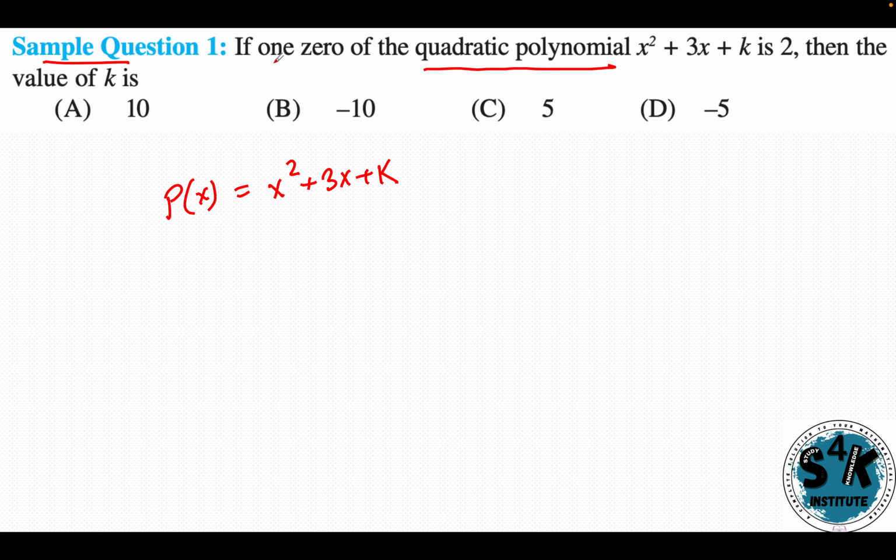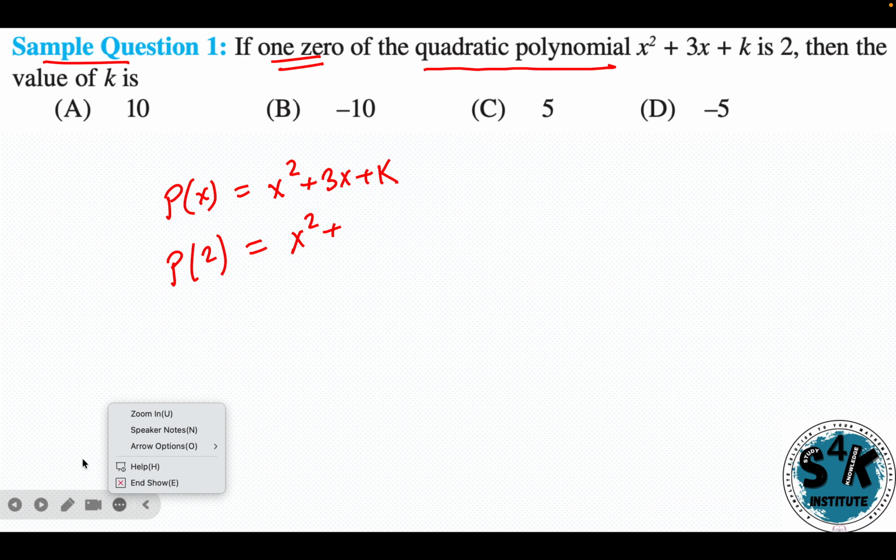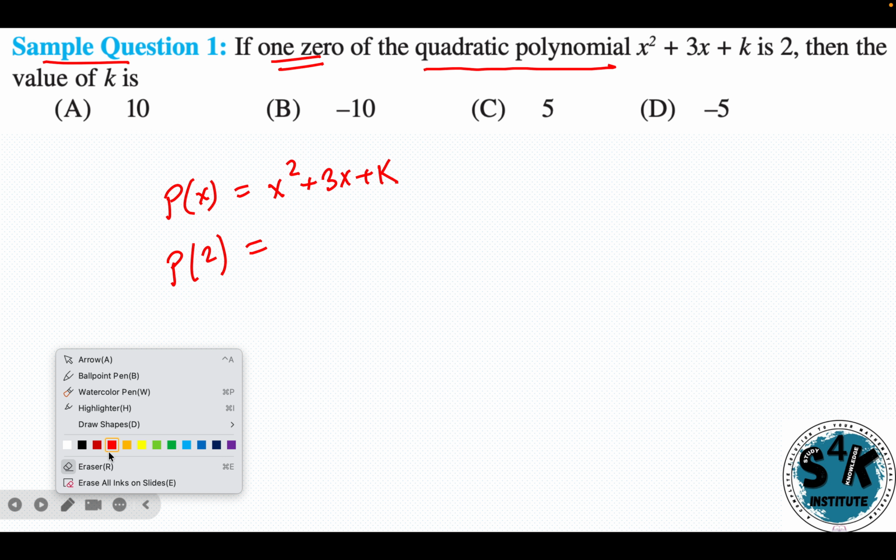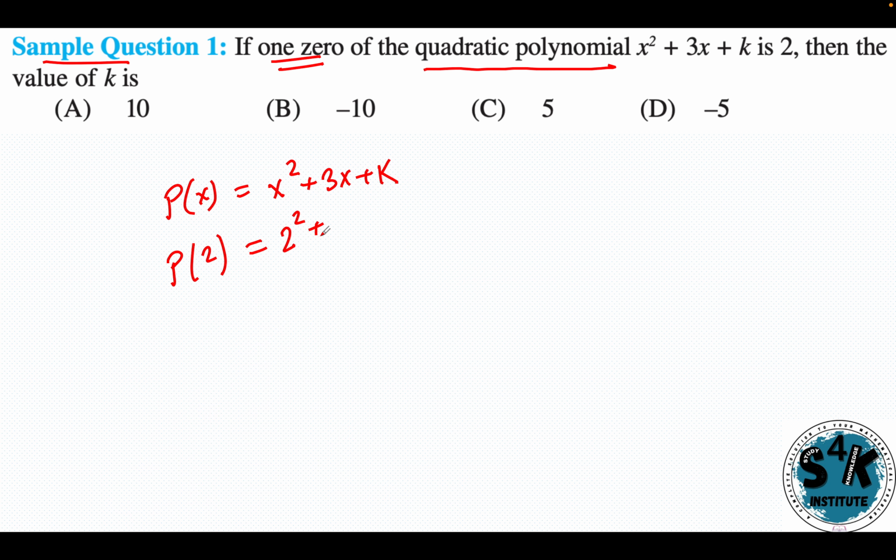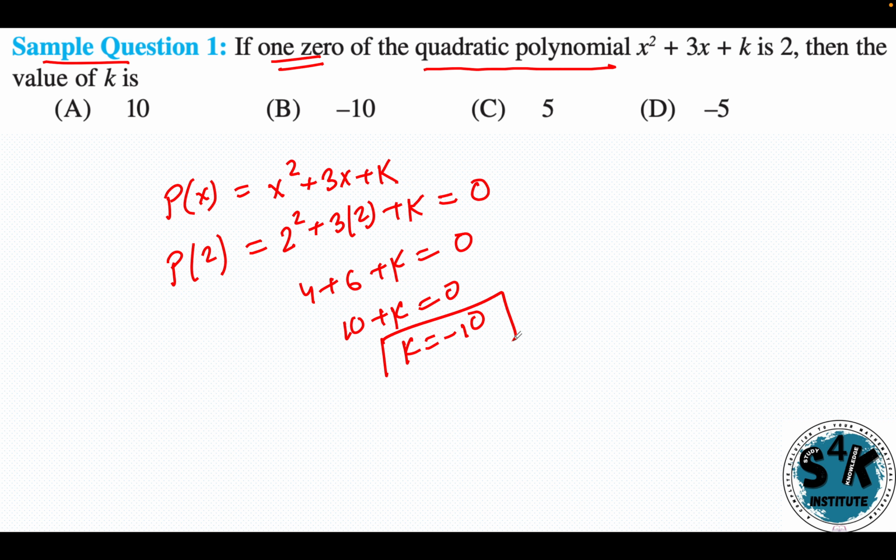If one of the zeros of the quadratic polynomial is 2, basically I need to substitute the value: 2 square plus 3 times 2 plus k. Since it is a zero, it is going to give the value 0. So 4 plus 6 plus k is equal to 0, so 10 plus k is equal to 0, so the value of k will be minus 10.